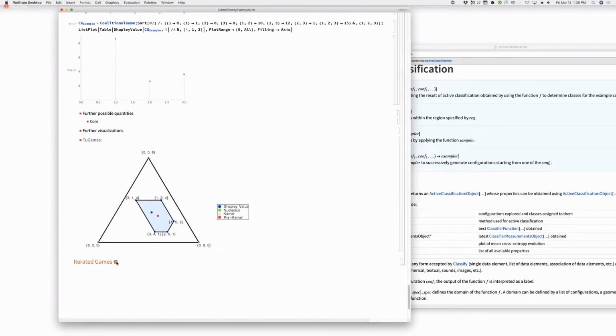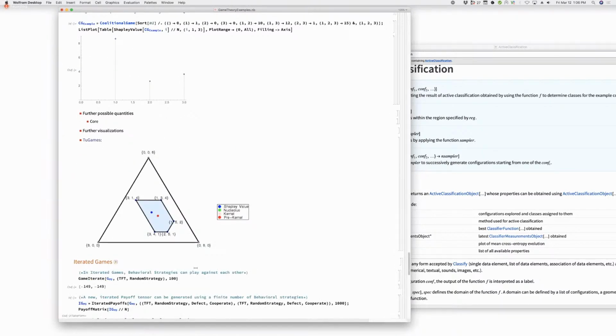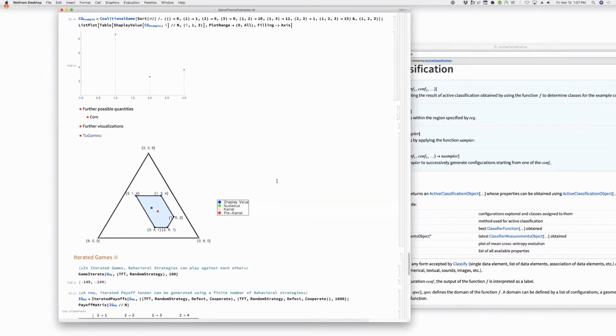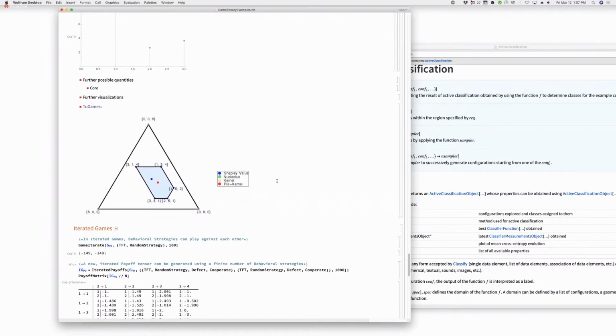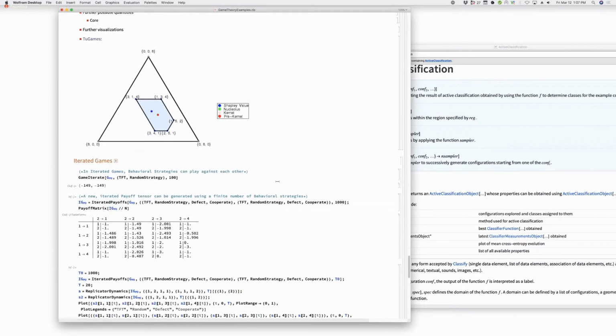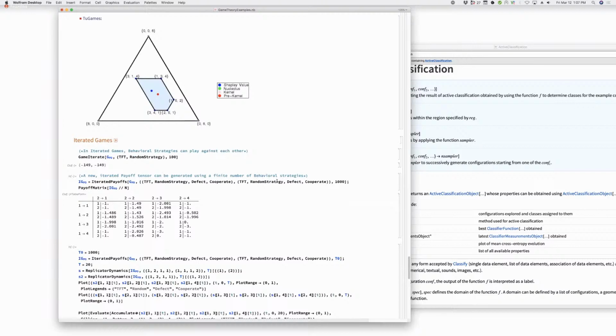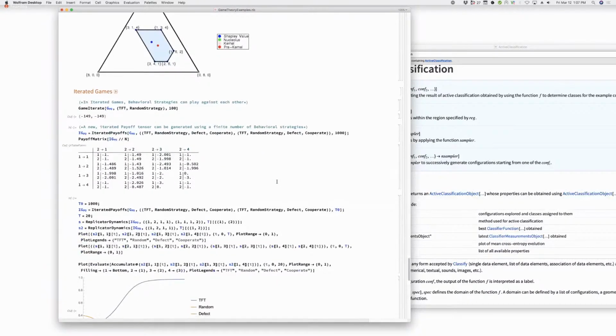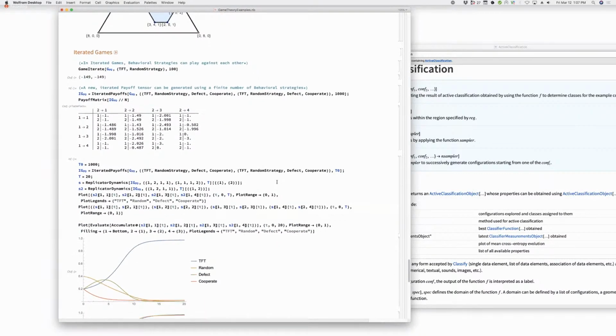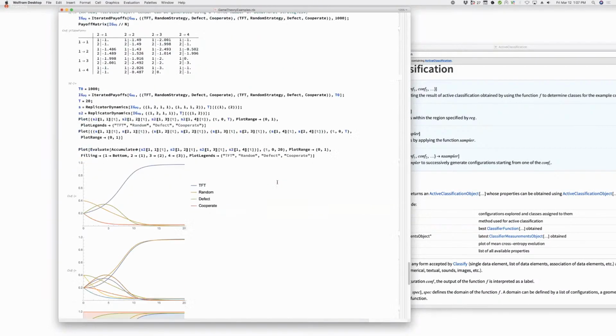Okay. And here there are visualization possibilities. There is already a transferable utility game package in Mathematica. I had no time to explore that and see what's going on. This picture is just copy pasted here. Okay. Iterative games. Okay, so this is the final thing.